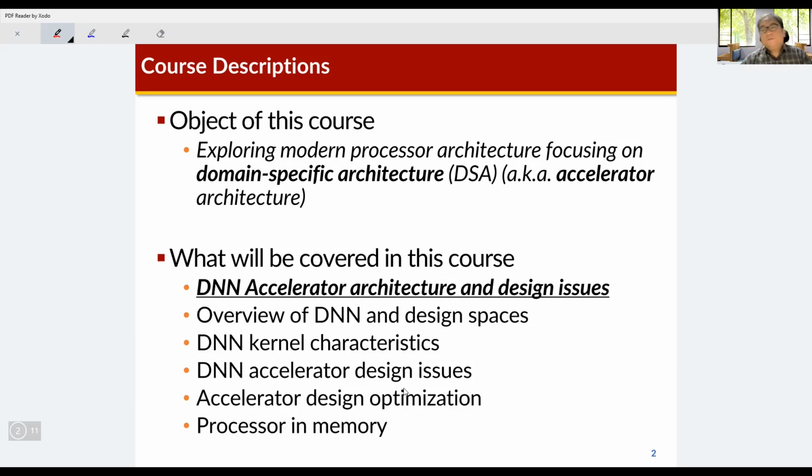Okay, then we will discuss the DNN accelerator design issues. So what are the design issues?